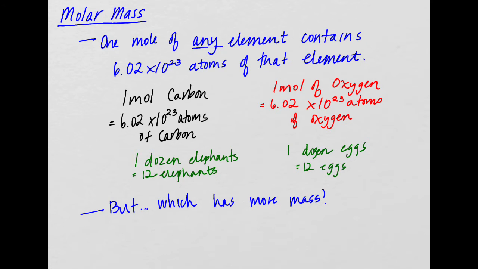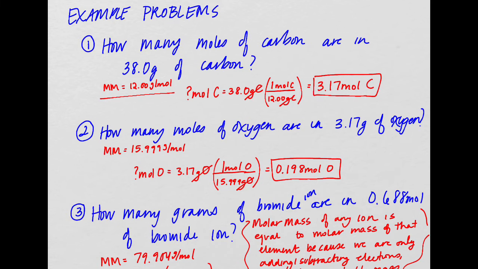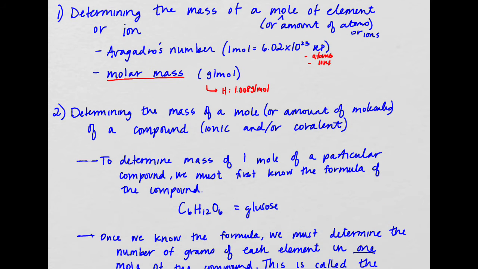We looked then at molar mass, and we did lots of problems with that. So remember that 1 mole of any element contains this amount of atoms of that element, but which has more mass, 1 mole of carbon or 1 mole of oxygen? We did lots of problems like this, and remember that we use the molar mass of an element in order to determine the mass of a mole of that element. Remember that the molar mass can be found on the periodic table.